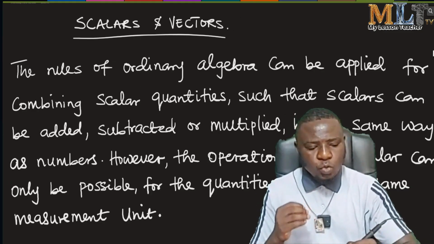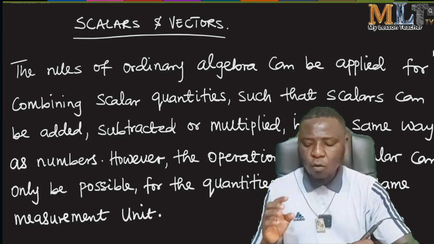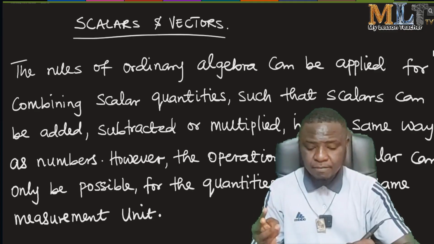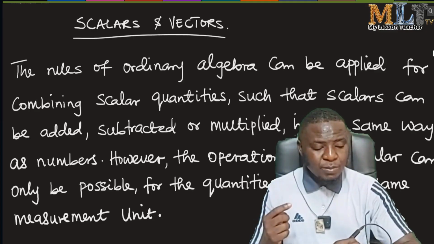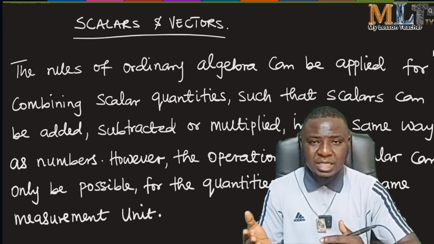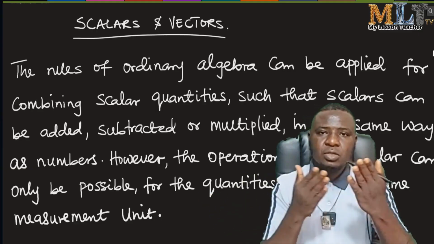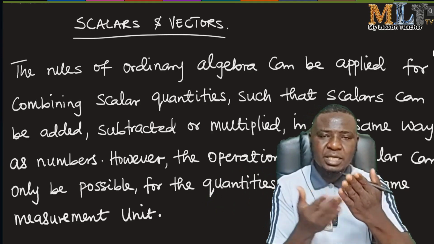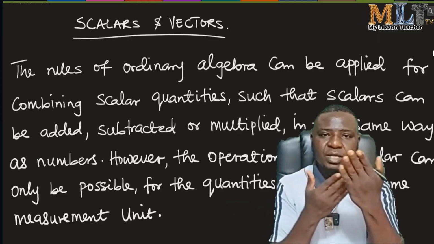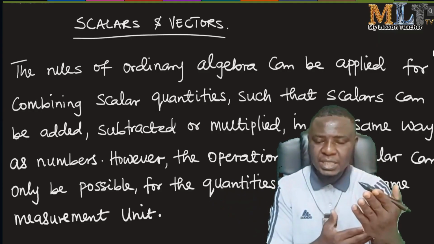Now, also, the rules of ordinary algebra can be applied for combining scalar quantities, such that scalars can be added, subtracted, or multiplied in the same way as numbers. So, just like I said, you can add two scalar quantities together. 3 centimeters to be added to another 3 centimeters, it gives you 6 centimeters. Or you can say 3 centimeters divided by 2 centimeters, and you have it to be 1.5 centimeters.